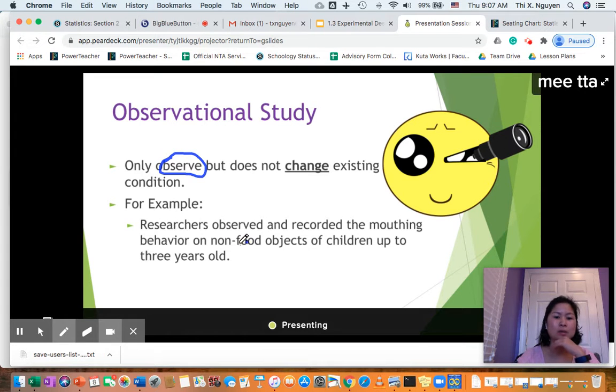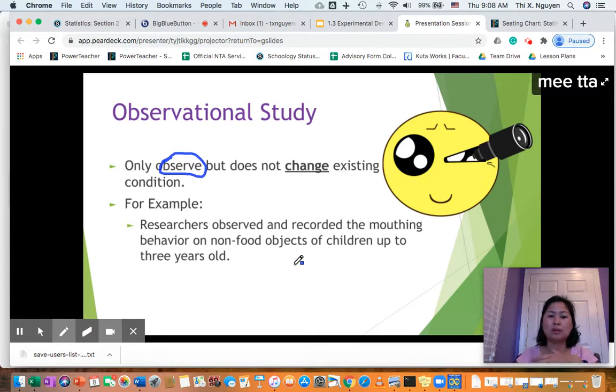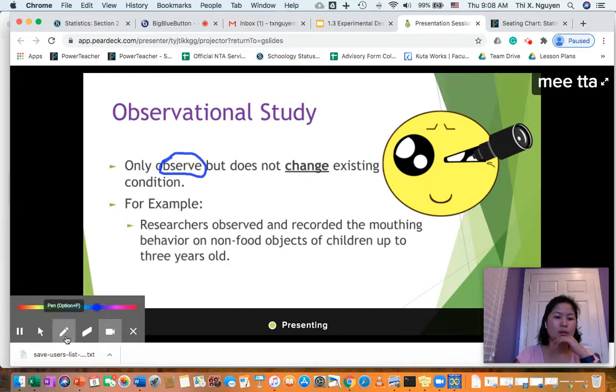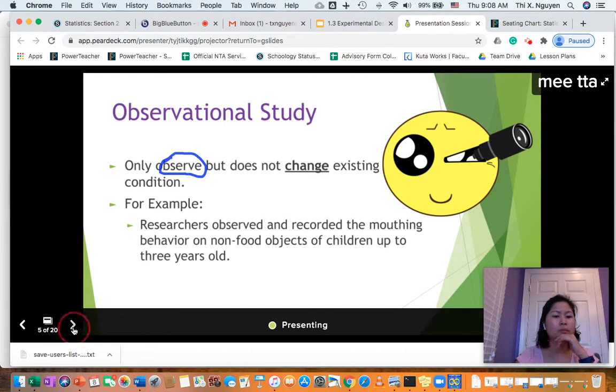So for example, researchers observe and record mouthing behavior on non-food objects of students up to 3 years old. So these people look at the kids and they don't do anything. They just look and jot down what they see. So that's called an observational study. You only observe, but you don't do anything, okay? Then back to the arrow.